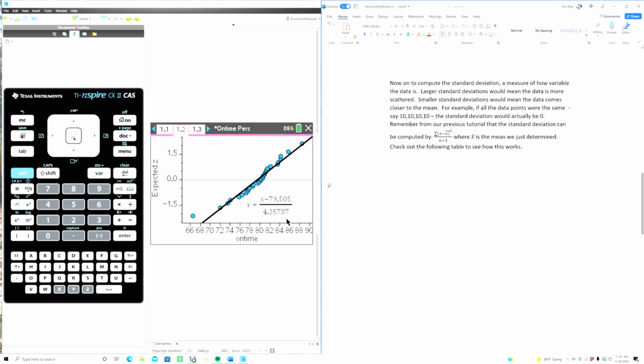Now on to computing the standard deviation, which, as we mentioned, is a measure of how variable the data is. Larger standard deviations would mean the data is more scattered. Smaller standard deviations would mean the data comes closer to the mean, closer to each other. For example, if all the data points were actually the same, say 10, 10, 10, and 10, the standard deviation would be 0. Remember from our previous tutorial that the standard deviation can be computed as the square root of the sum of the squared differences between each data point and the mean, divided by n minus 1. Now x bar, which is the symbol used for the mean, is what we had just determined up above.